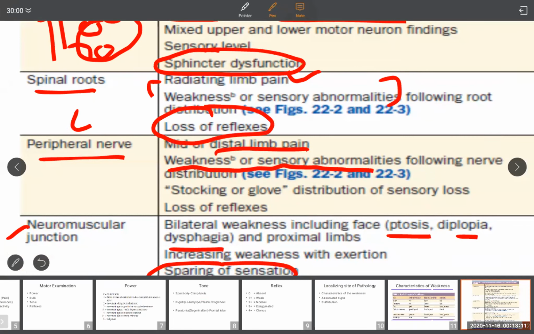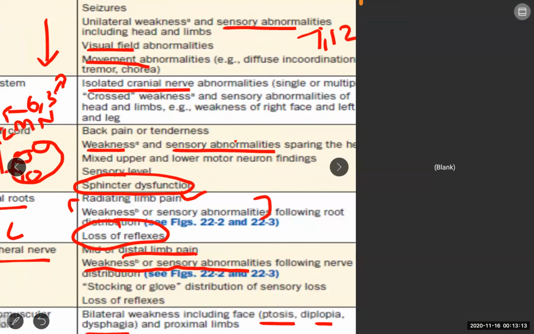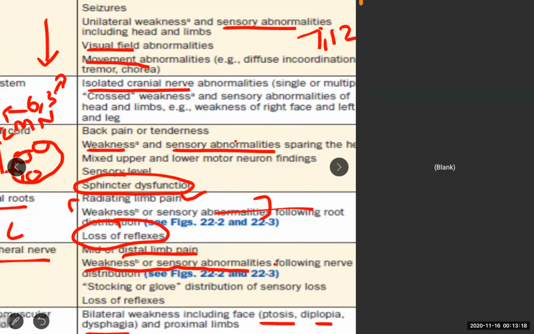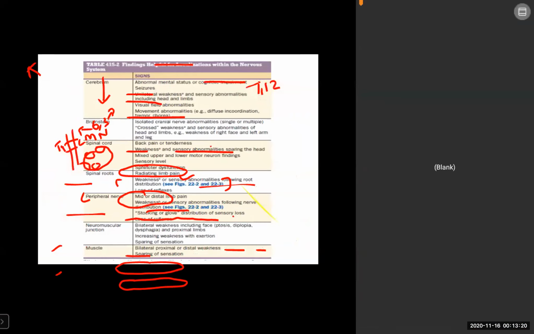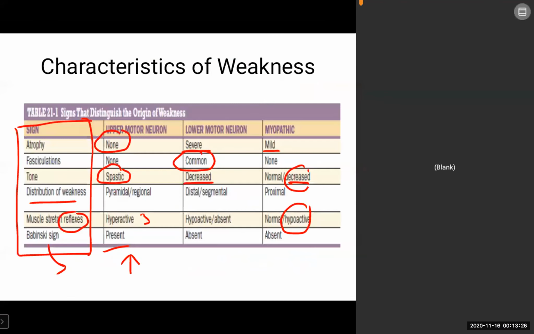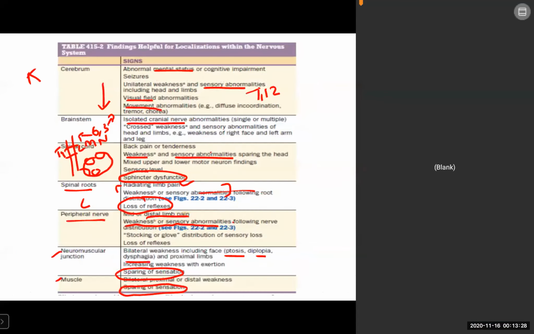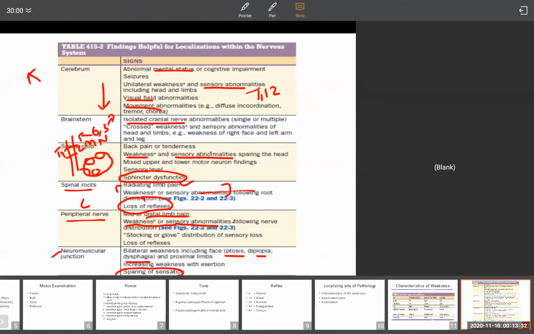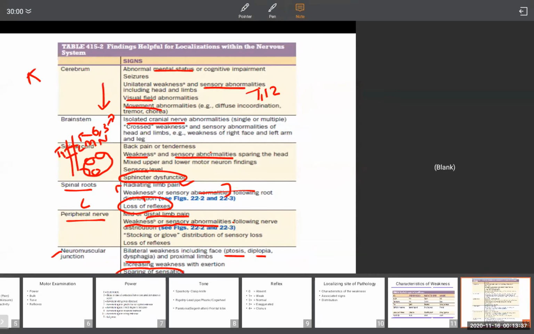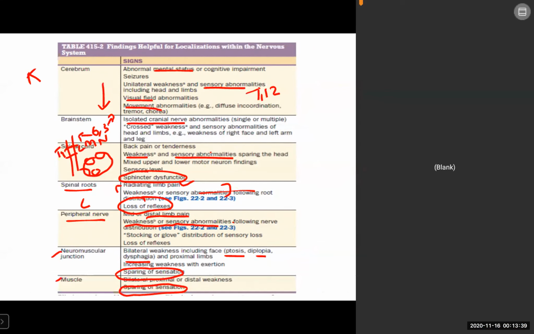So just going to summarize the whole thing. If you see a weakness with higher mental functions, you think cerebrum. Weakness with cranial nerves, you would think brainstem. A weakness with sphincter involvement or a mixed LMN and UMN picture, you would think spinal cord.